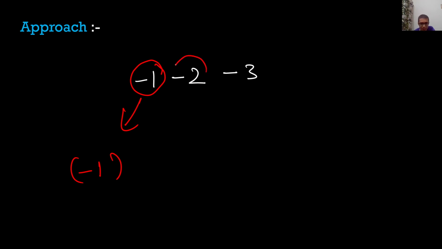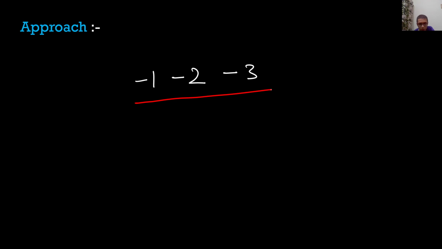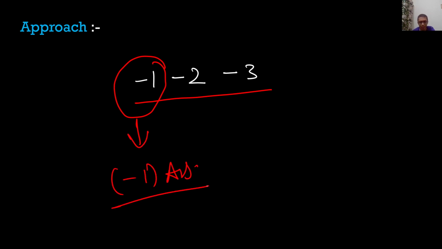If I take only this subarray, my sum would be -2. If I take only this subarray, my sum would be -3. And if I combine them all, then my sum would be even smaller. Hence, in this case, the largest possible subarray sum would be -1, right? So if we have only negative elements, then the largest one would be the maximum subarray sum, right? This -1 would be the answer.